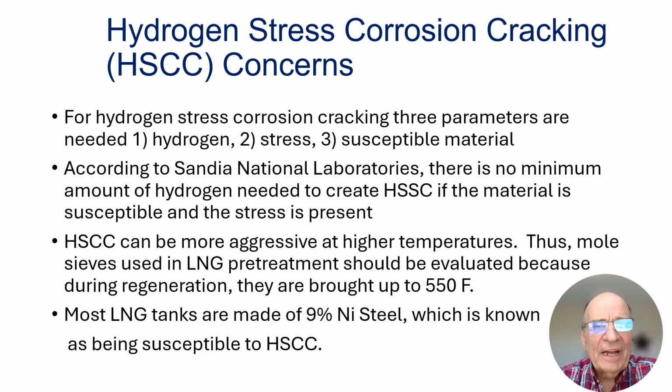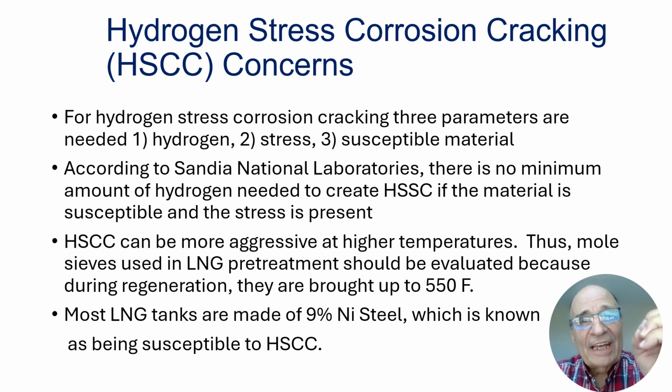Finally, let's talk about hydrogen stress corrosion cracking. In order for hydrogen stress corrosion cracking to occur, you need three components. You need hydrogen, you need a high stress point, and you need a susceptible material. Hydrogen obviously is needed. Hydrogen at the surface of the material goes from a molecule of hydrogen, H2, to monatomic hydrogen, becomes H right at the surface of the material, single hydrogen atoms.